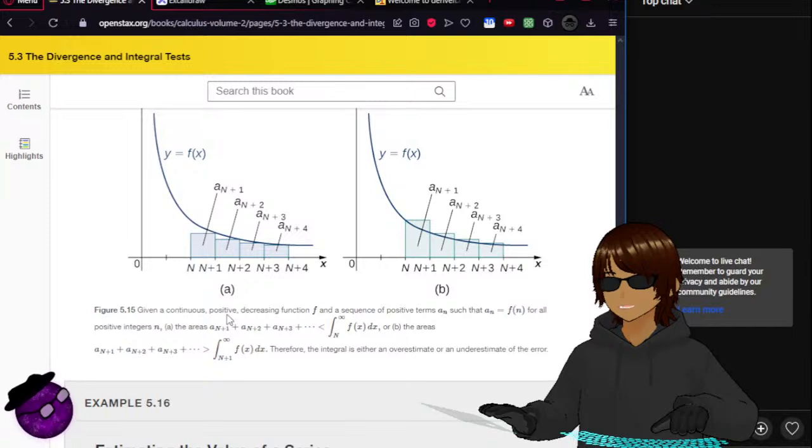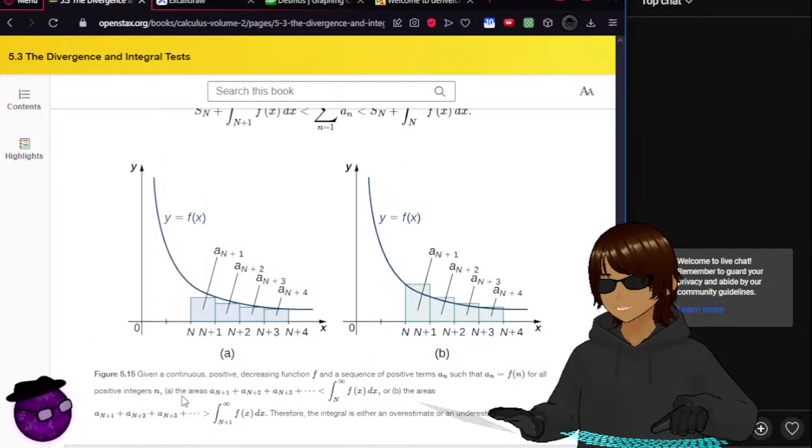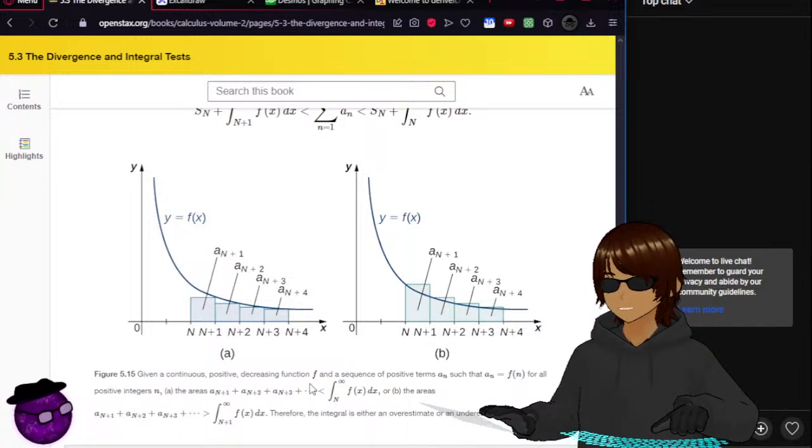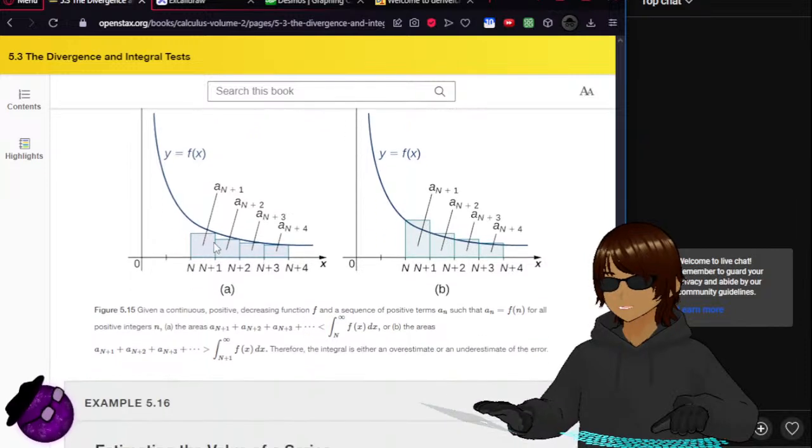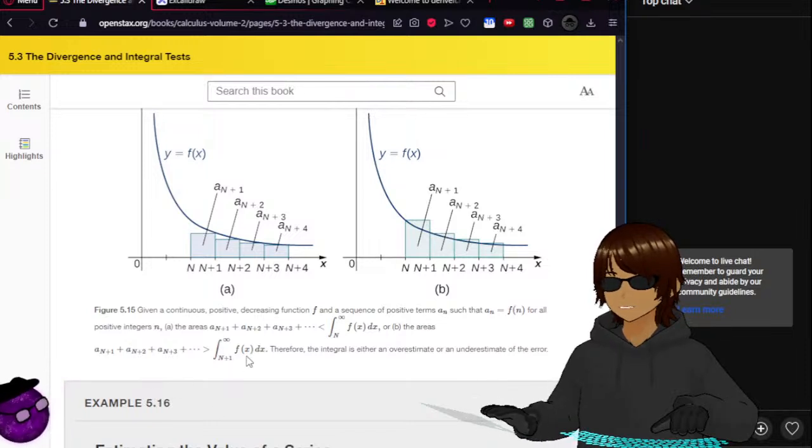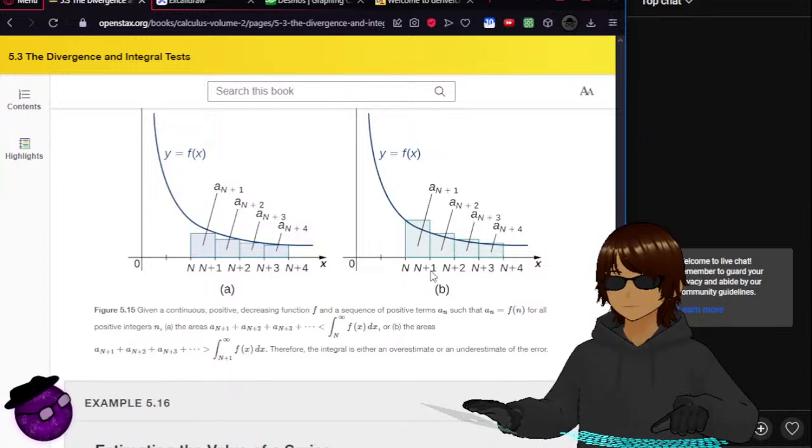Given a continuous positive decreasing function f and a sequence of positive terms a_n such that a_n equals f(n) for all positive integers n, (a) the areas a_{n+1}, a_{n+2}, a_{n+3} and so on is less than the area under the graph. Okay, that makes sense. And (b) the area is more than the area under the graph.